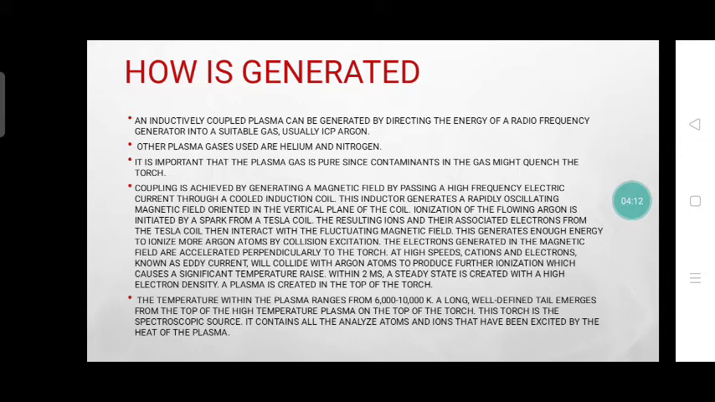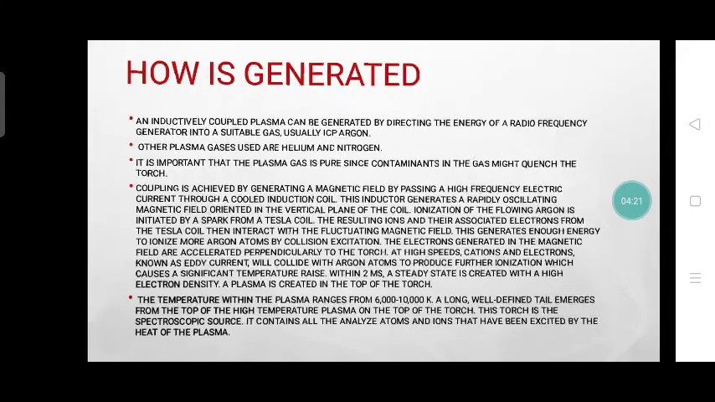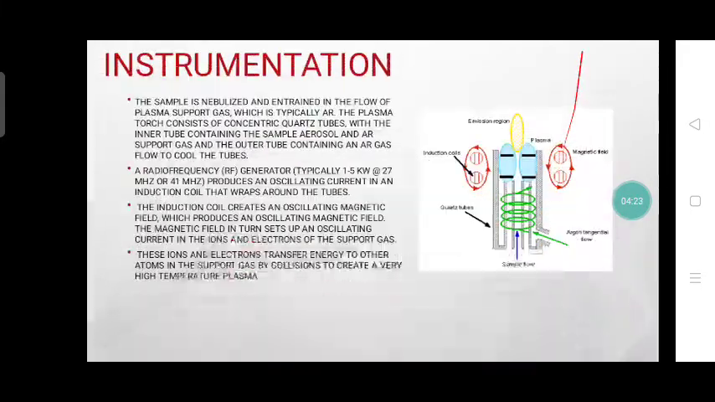It contains all the analyte atoms and ions that have been excited by the heat of the plasma. Instrument part. The sample is nebulized and entered in the flow of plasma support gas, which is typically argon. The plasma torch consists of concentric quartz tubes, with the inner tube containing the sample aerosol and argon support gas, and the outer tube containing an argon gas flow to cool the tubes.